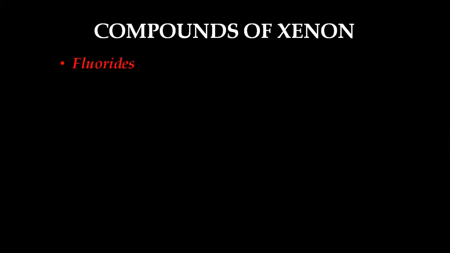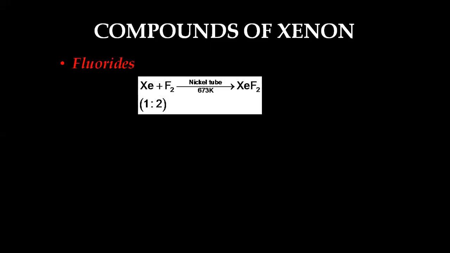So fluorides. The first fluoride of xenon, which we can see on the screen, is formed when xenon reacts with fluorine in a nickel tube. Obviously both are gases, xenon and fluorine. When you react xenon and fluorine in the ratio of 1:2 in a nickel tube and heat it to 673 Kelvin, what it forms is xenon difluoride, XeF2.